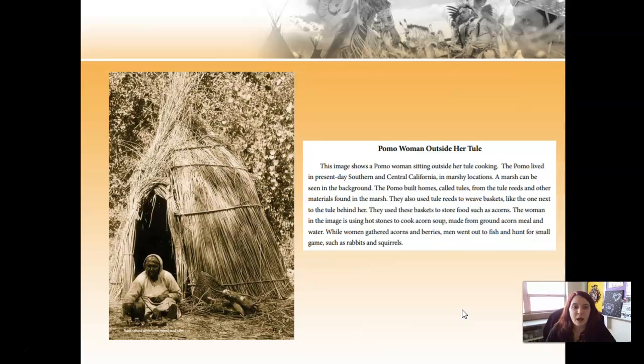The Pomo woman outside her tule. This image shows a Pomo woman sitting outside her tule cooking. The Pomo lived in present-day southern and central California in marshy locations. A marsh can be seen in the background. The Pomo built homes called tules from the tule reeds and other materials found in the marsh. They also used tule reeds to weave baskets like the one next to the tule behind her. They used these baskets to store food such as acorns. The woman in the image is using hot stones to cook acorn soup made from ground acorn meal and water. While women gathered acorns and berries, men went out to fish and hunt for small game, such as rabbits and squirrels.